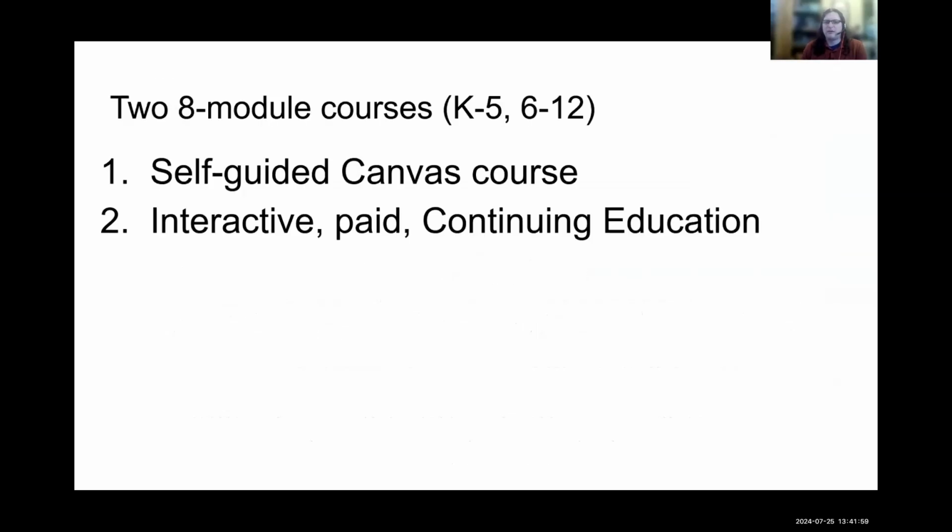The modules will be available in two forms. The first is a free self-guided version available through Canvas Commons under a Creative Commons license. And the second is a paid guided course that will provide 2.4 continuing education credits upon completion, focused on our Oregon environment.